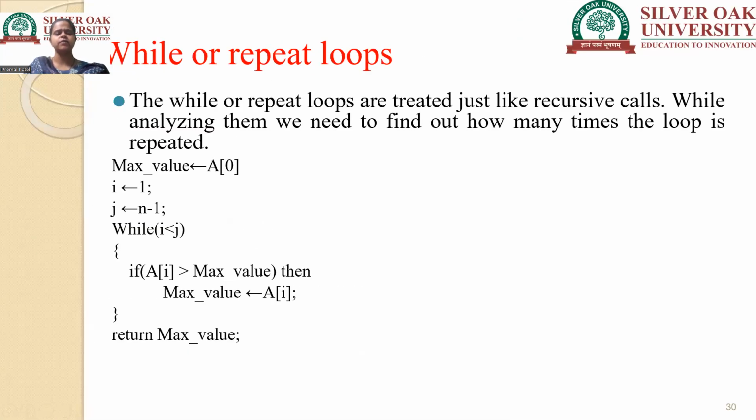Now the last one is the while or repeat loops. Let's take one example. While or repeat loops are treated just like recursive calls. While analyzing them, we need to find out how many times the loop is repeated. So let's take one example: max value is a of 0, i is 1, j is n minus 1, while i is less than j, if a of i is greater than max value, then max value is a of i. Return max value.